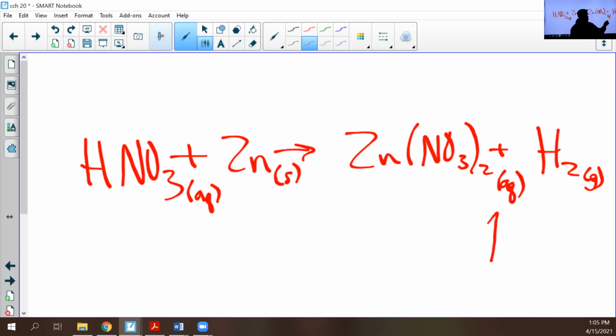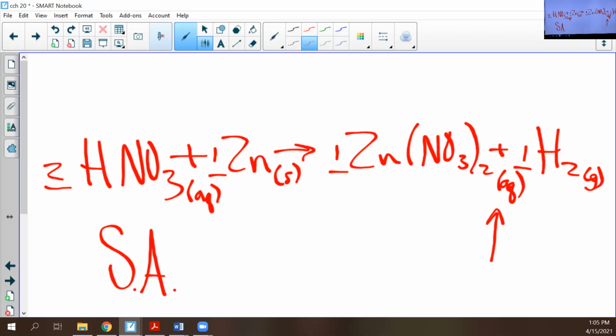Yeah, you need 2 of these, and then you're balanced. How do I know that zinc nitrate and HNO3 were both aqueous? Because I memorized that's a strong acid. And I know NO3 always dissociates.